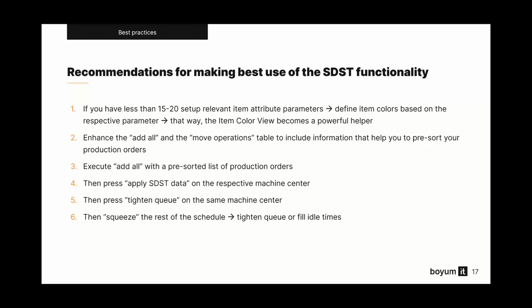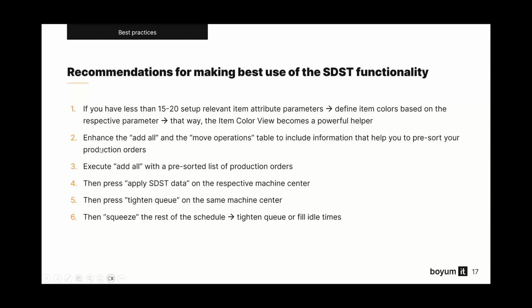So first of all, in my case, you saw, I think I had 5 or 6 diameters, I don't know. Anyway, it's definitely less than 15 or 20. And if you only have a manageable amount of item attribute parameters or item attribute values, as Business Central calls it, then it really makes sense that per item attribute value, you define a specific color for the item, which you can put on the item card. I will show you. And that way in the VAPS, the item color view really becomes a very powerful helper, because by color, you see which type of production orders are for the same or a similar item and should get clustered together.